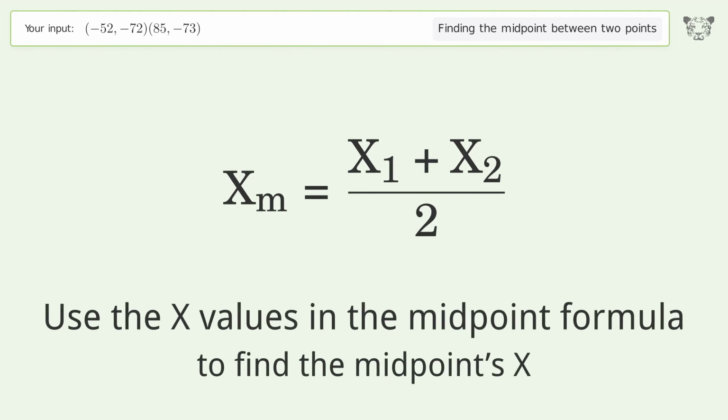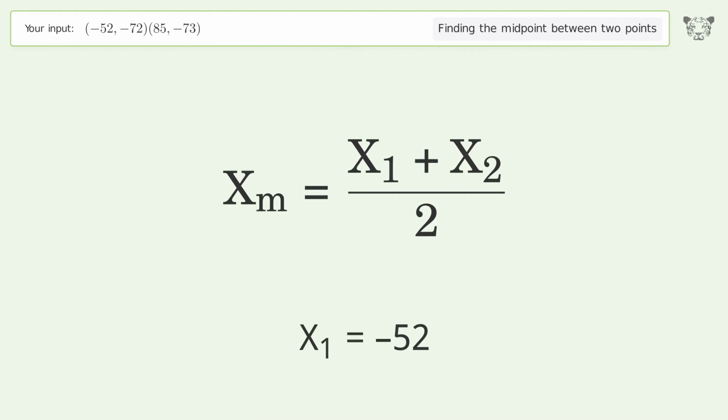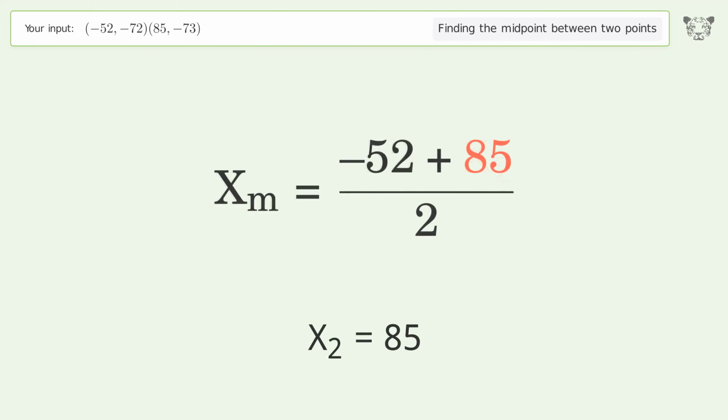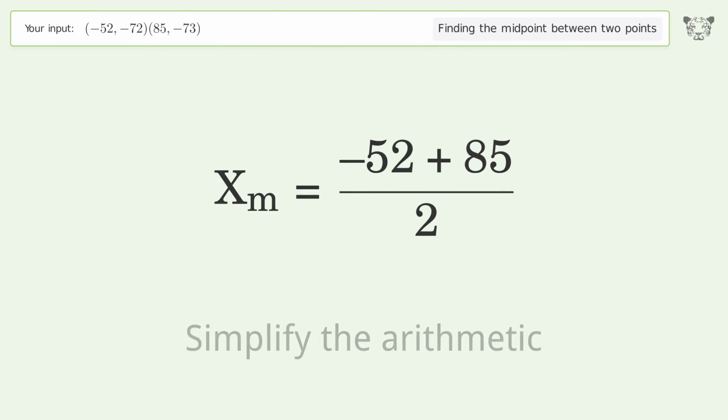Use the x values in the midpoint formula to find the midpoints x. x1 equals negative 52. x2 equals 85. Simplify the arithmetic.